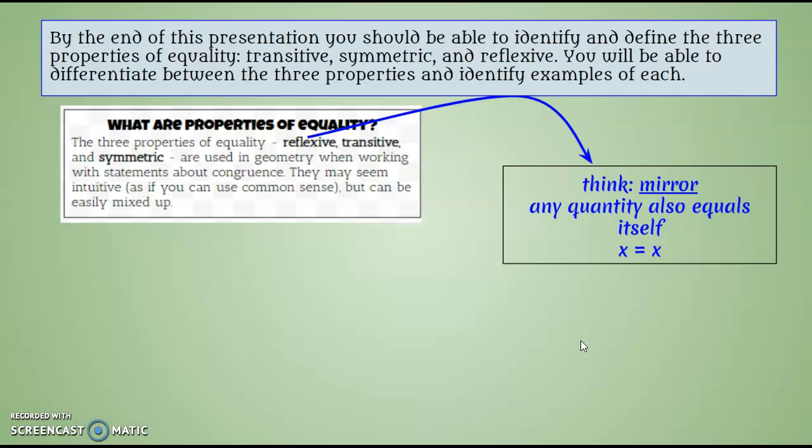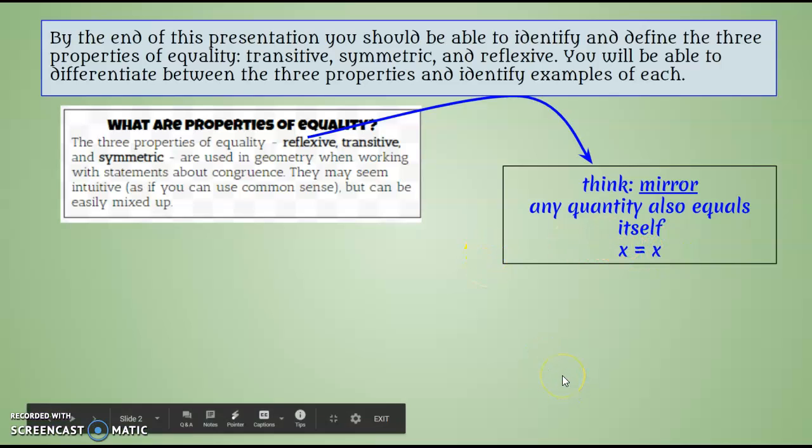Reflexive, I just think reflective, and you think of a mirror. So the fact that any quantity also equals itself, x equals x, or segment AB is congruent to segment AB. And it seems weird, why are we going to ever need to know this? But there's going to be some examples that come up in geometry in chapter 3 when we do our proofs that we're going to really need to use this as a step in the proof.